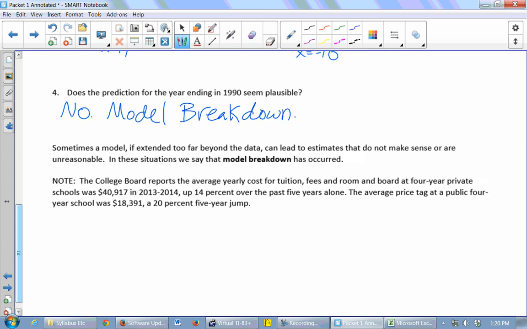So just so we can check, the College Board says that the average yearly cost for tuition, room and board for private four-year schools was almost $41,000 in 2013-14, which was a 14% jump over the past 5 years. 18,000 for four-year school, which was a 20% jump.